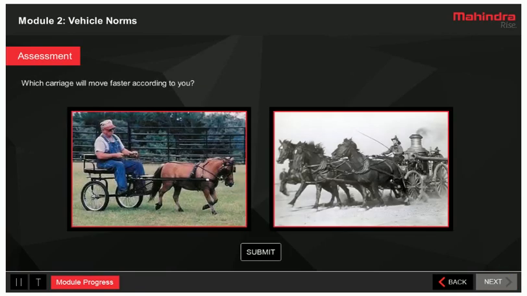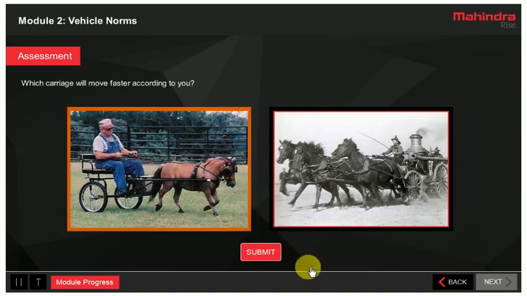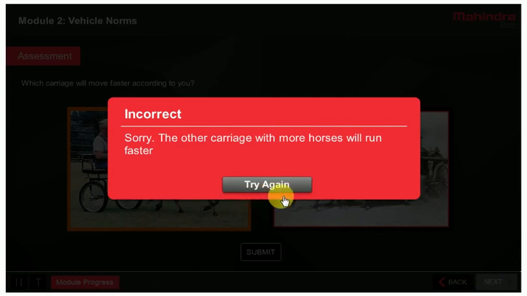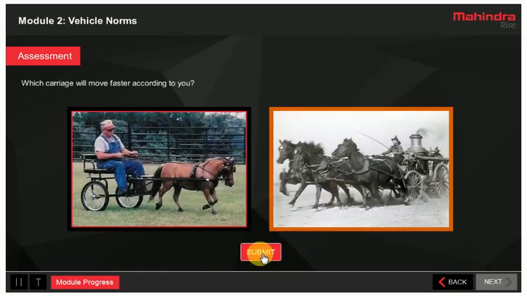Which carriage will move faster according to you?